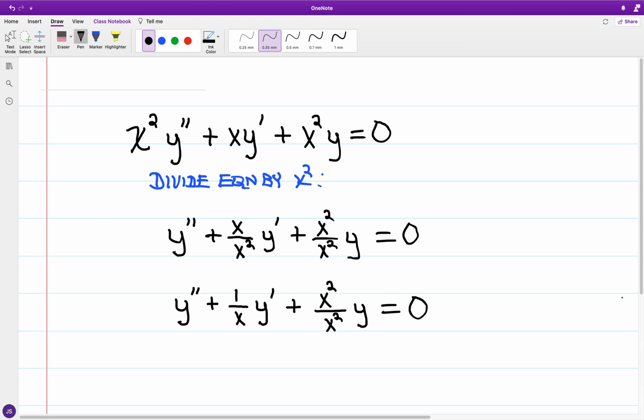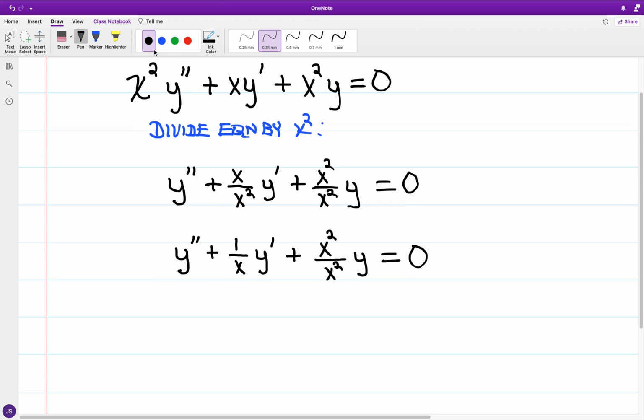Now with the method of Frobenius, the numerator of the first order derivative term is going to be your p of x. So right away you have p of x is equal to 1, and the numerator of the variable term, x squared, that's going to be your q of x.